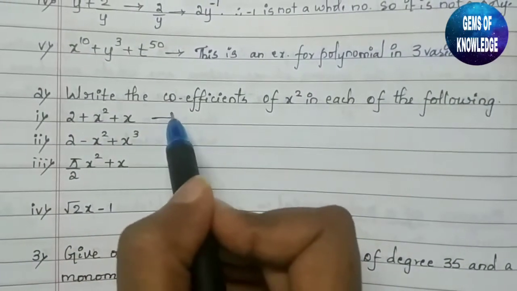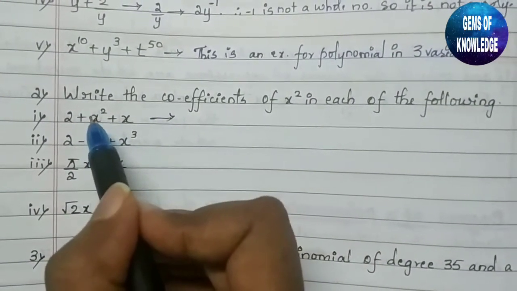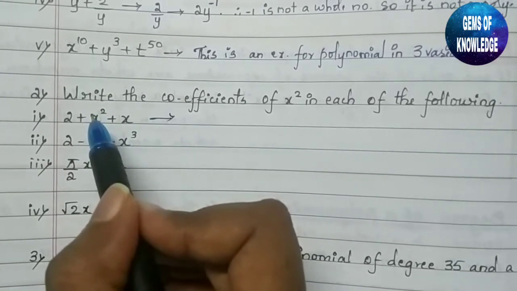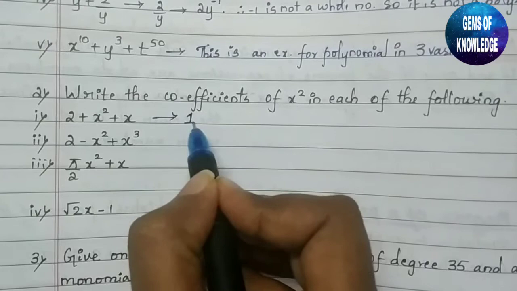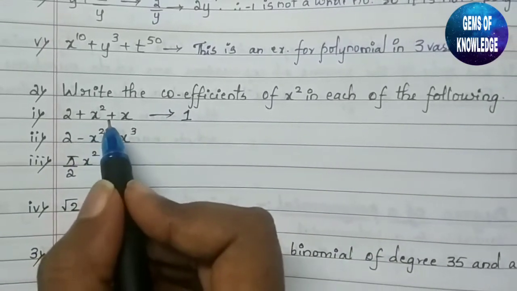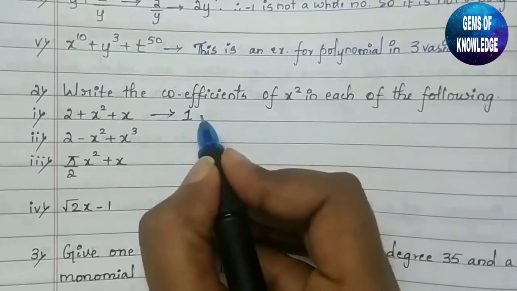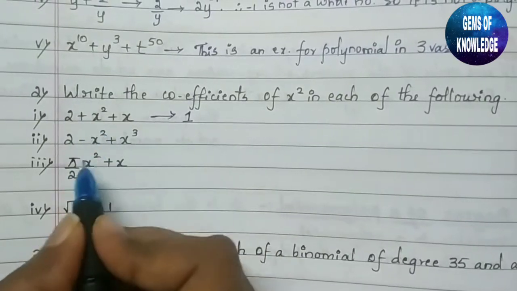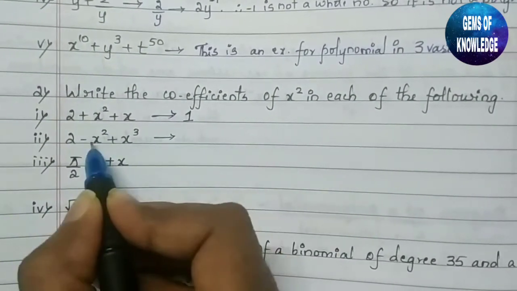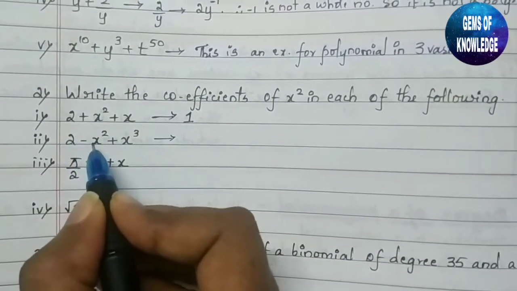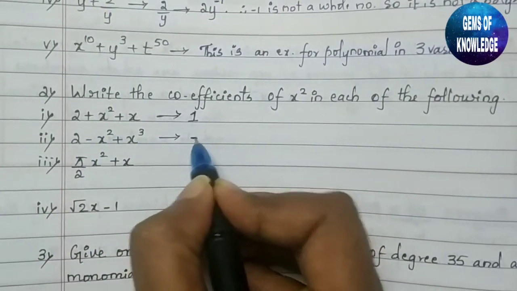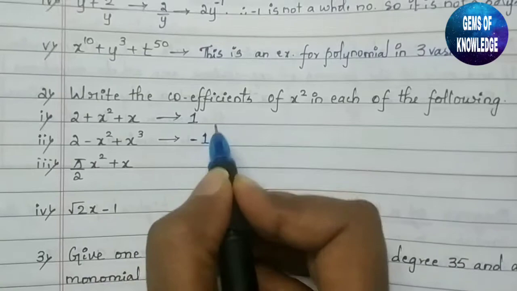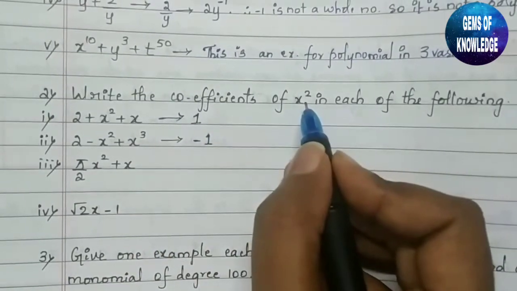So what is the coefficient of x square here? There is no number given here, no numerical value, so you can write it as having the coefficient of 1. 1 is the coefficient of x square. Here you can see what is the numerical value. Here also 1 is given with a minus sign. So you need to write minus 1 is the coefficient of x square.